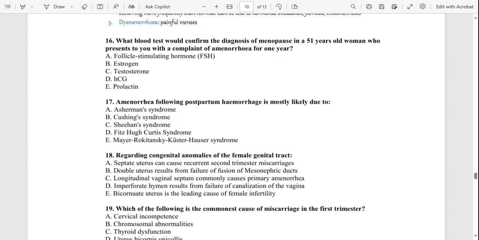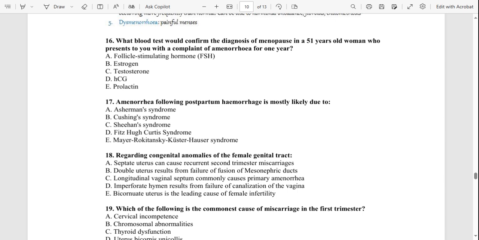Sorry? There's a doc who said something. Can you just repeat? Why? As someone, as a woman, what was menopause? Whatever is of this age. Okay. So is it like the one that you use to diagnose menopause? I think so.